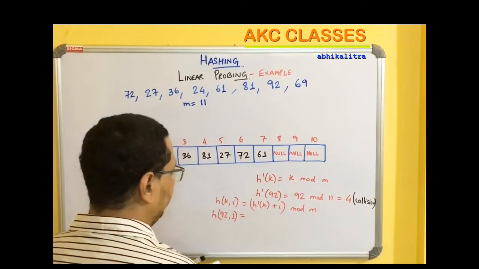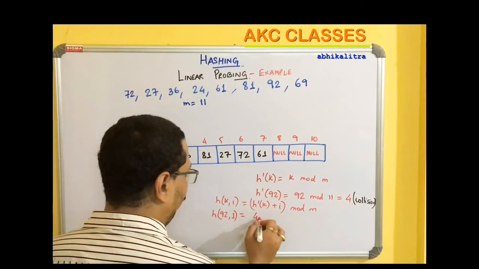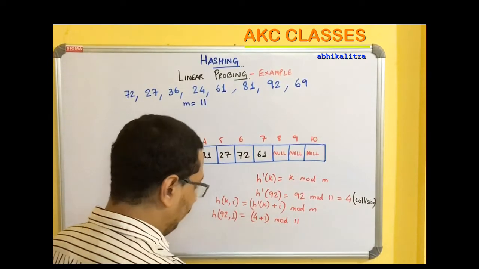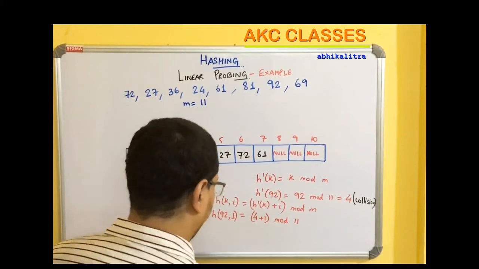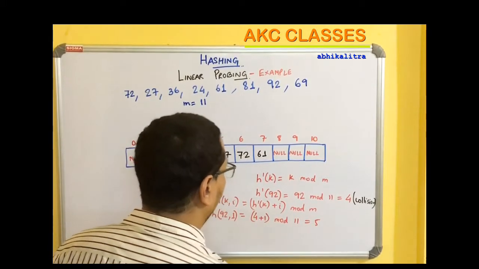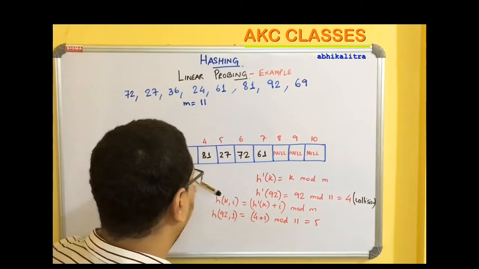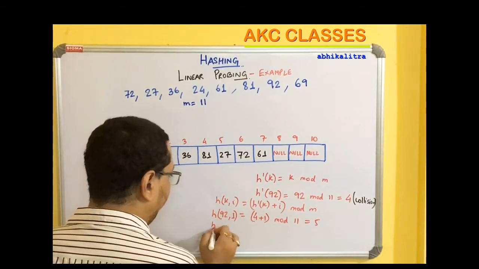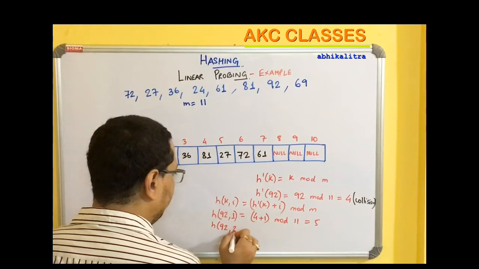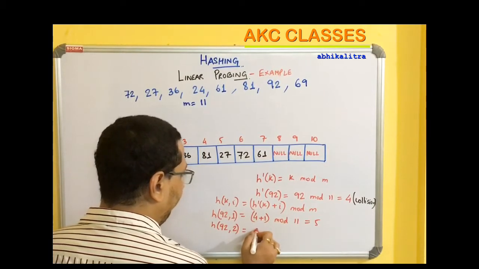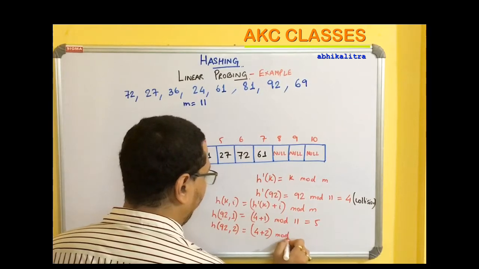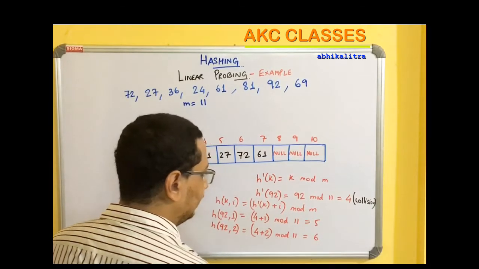So there is a collision. So it's 4, so 4 plus 1 mod 11. So obviously it is 5, right? So we'll go to the fifth location to see if it is empty or not. No, it is not. So we are going to increase the value of i, which is now 2. So it will be again 4 plus 2 mod 11, which is 6, right?